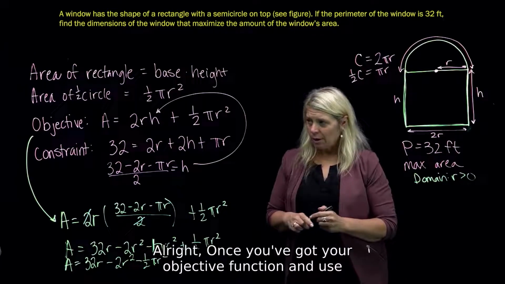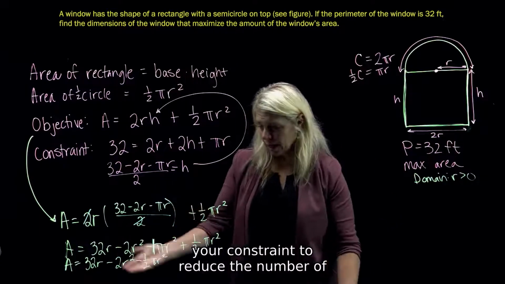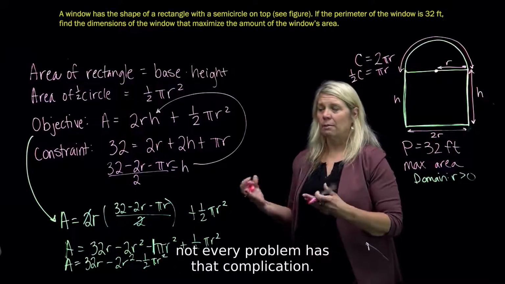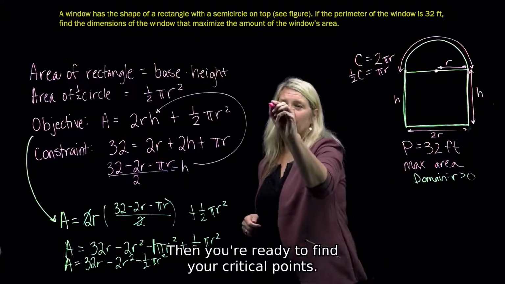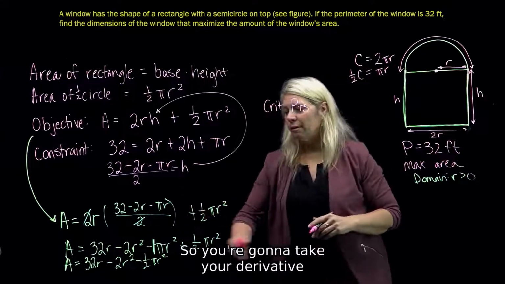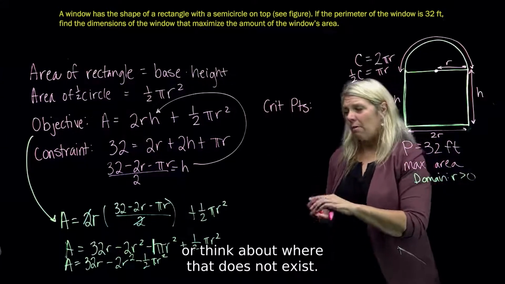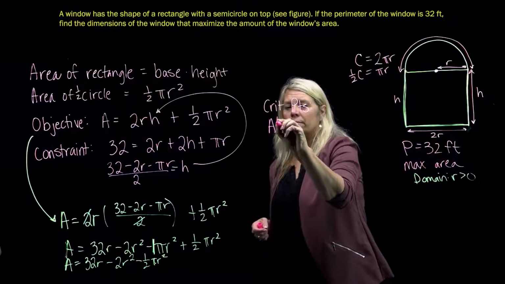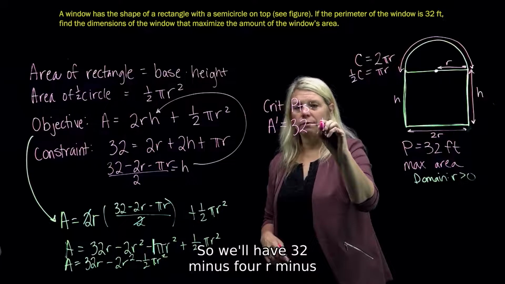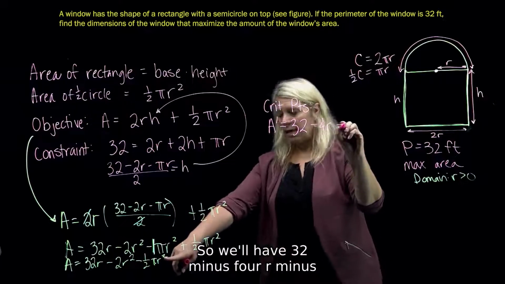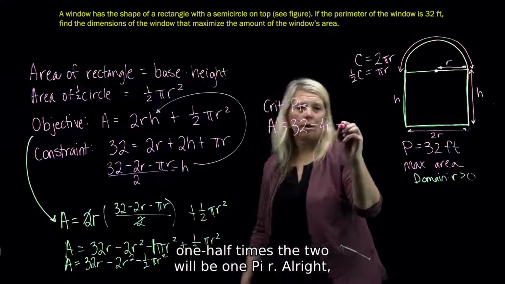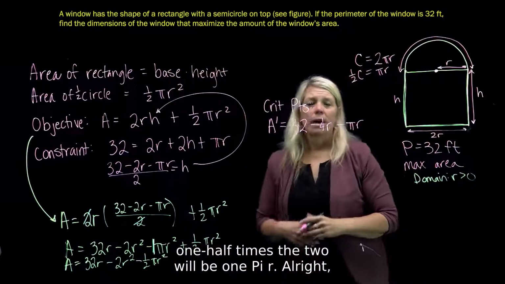All right, once you've got your objective function and used your constraint to reduce the number of variables in that, if necessary, not every problem has that complication, then you're ready to find your critical points. So you're going to take your derivative and set that equal to 0, or think about where that does not exist. So we'll have 32 minus 4r minus the 1/2 times the 2 will be 1 pi r. All right, so there's my derivative.